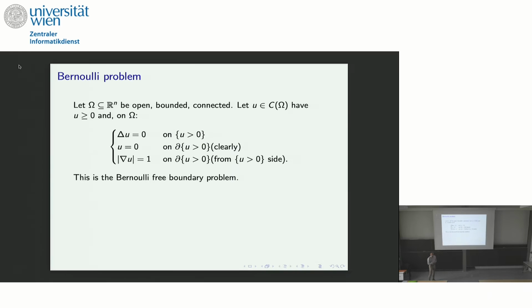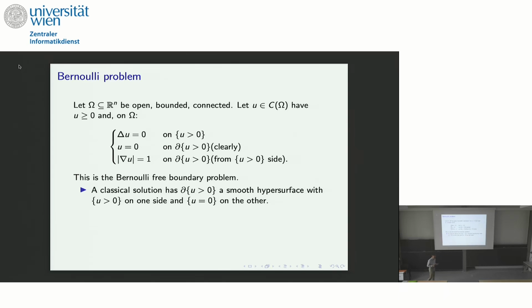Okay, so this is the Bernoulli free boundary problem. Xavi was just talking about it, so you know what it is. For me, it's important to figure out what kind of solutions we want to talk about. And when you're not dealing with minimizers, it is not really obvious what one should mean by a solution.